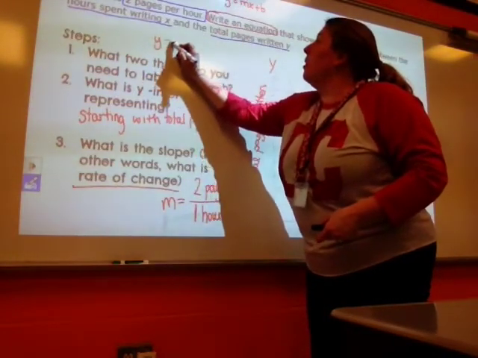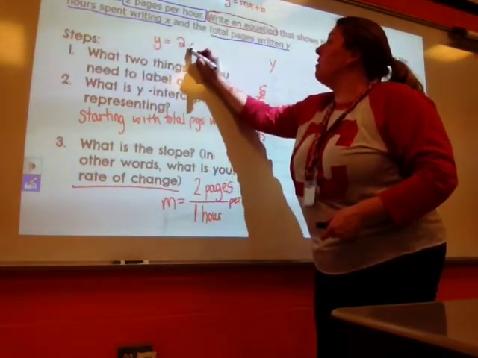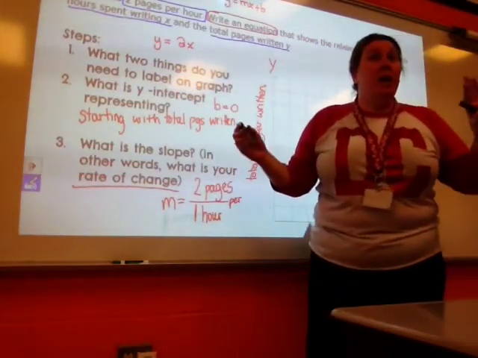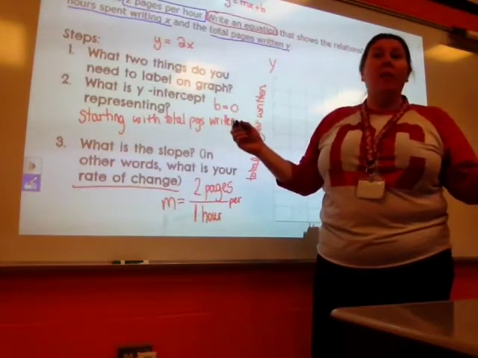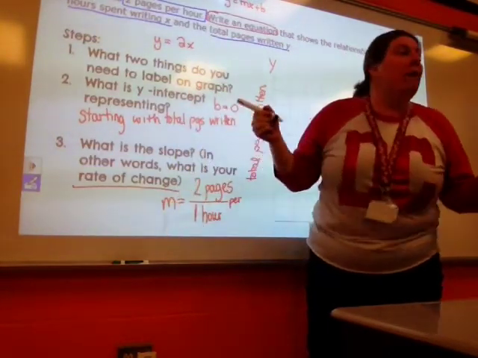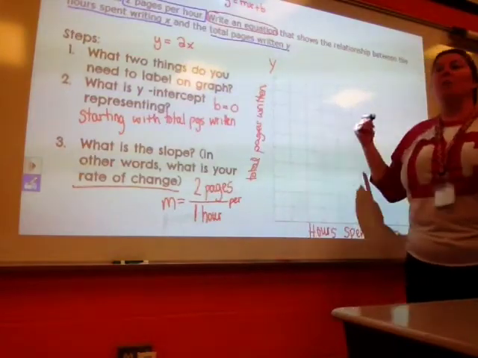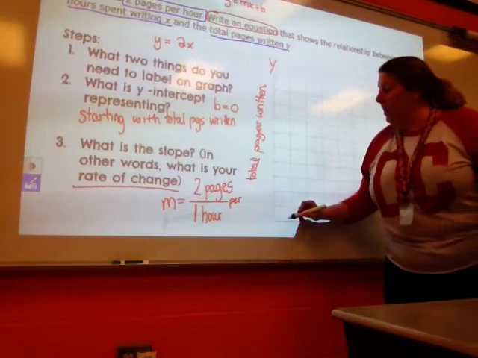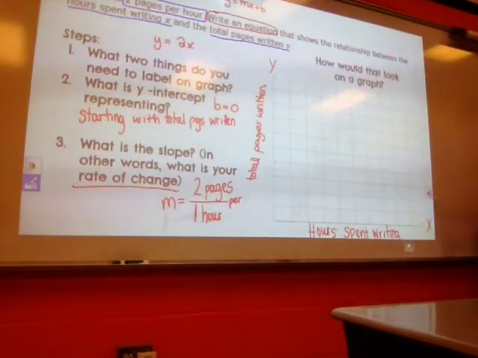Y equals 2x. And then this number. If you wanted to put a number there, what could you put? 0. Plus 0. But do you have to put the plus 0 there? No. But you have to recognize that means what? How many pages am I starting at? 0 pages. So what is that going to look like on the graph?